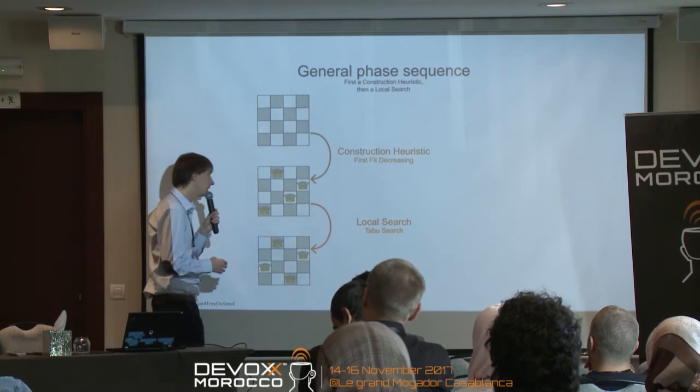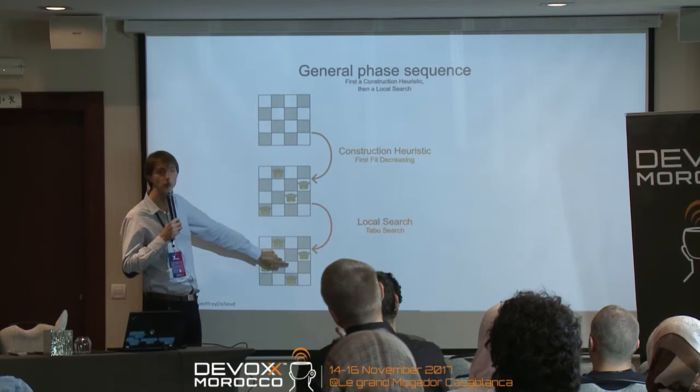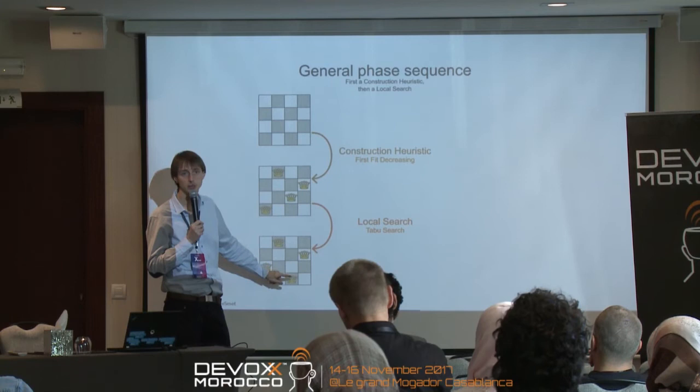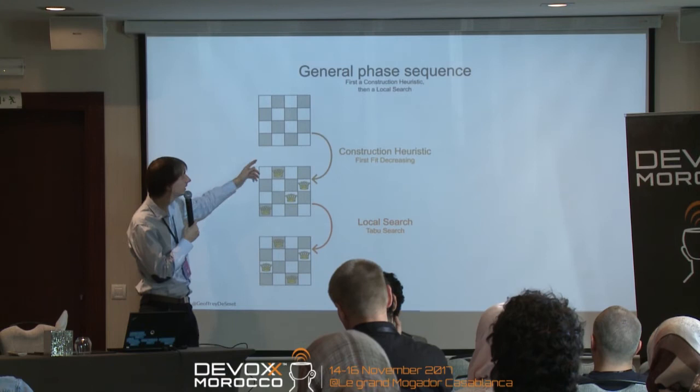Great. Okay, so we have this construction heuristic, first fit decreasing, which gives a solution like that. But we want to get to this solution, right? You just saw me solve 64 queens. So how did I do that and not take a billion years? I didn't use brute force or branch and bound, obviously. So what I did is I started with a construction heuristic, and this is what OptaPlanner does, of course, out of the box if you don't configure anything.